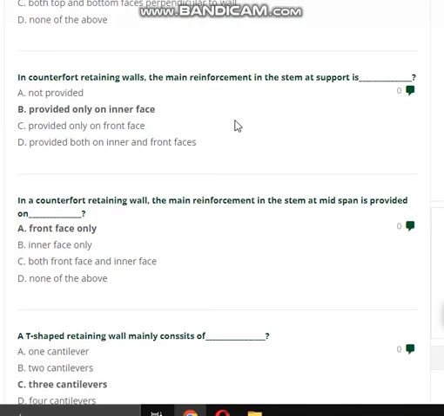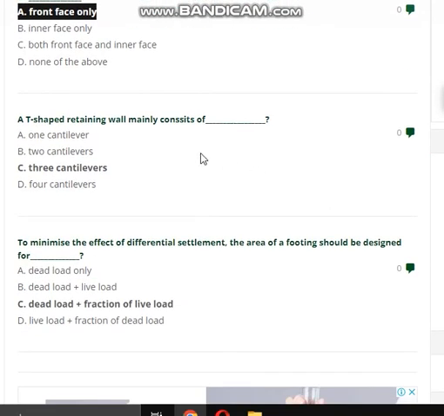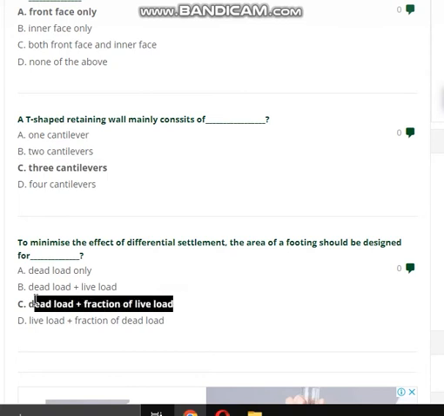In a counterfort retaining wall, the main reinforcement in the stem at support is provided only on inner face. In a counterfort retaining wall, the main reinforcement in the stem at mid-span is provided on front face only. A T-shaped retaining wall mainly consists of 3 cantilevers. To minimize the effect of differential settlement, the area of footing should be designed for dead load plus a fraction of live load.